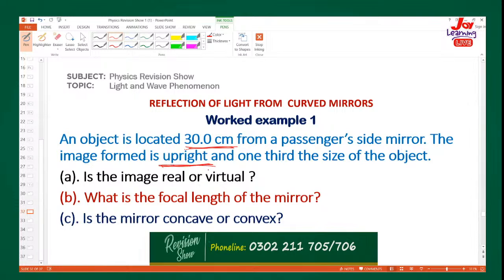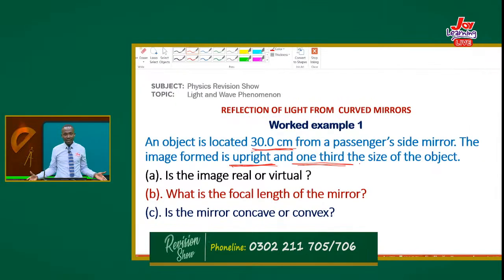So a mirror is forming an upright image. It's likely to be what kind of mirror? You should know. And it's one-third. What is the one-third doing here? One-third the size of the object. It's talking about the magnification. How big is the image? Is it smaller than the object? Is it bigger than the object? It's one-third the size of the object. So if the image is one-third the size of the object, it tells me the image has become smaller than the object.